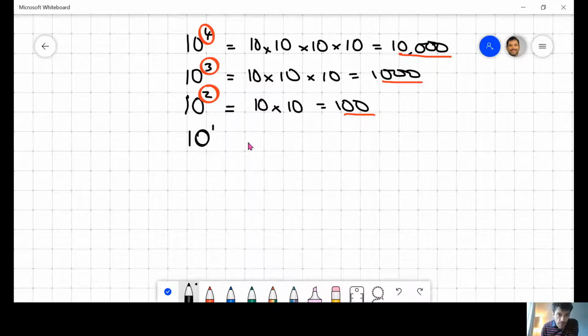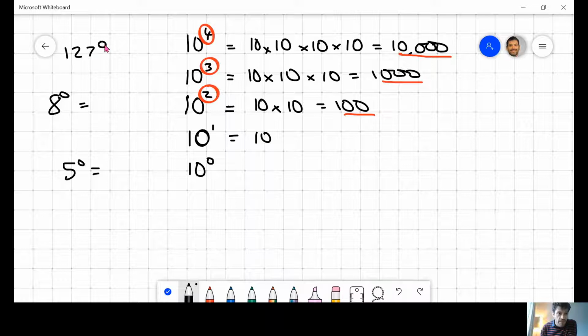You may not know, but when we've got a number to the power of 1, then it is just itself. 10 to the power of 1 equals just 10. Now, 10 to the power of 0, or 5 to the power of 0, or 8 to the power of 0, or 127 to the power of 0. They're all the same, and they are all 1. Anything to the power of 0 is 1, okay? Doesn't matter what it is, anything to the power of 0 is 1.